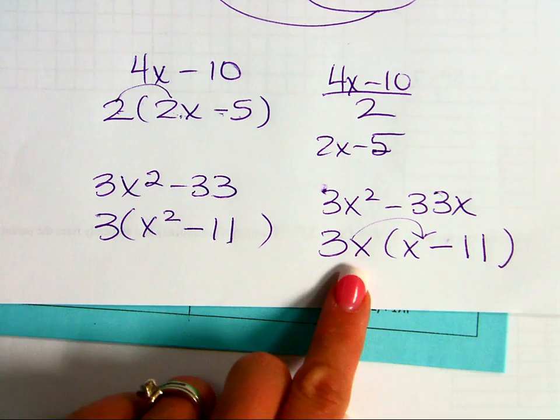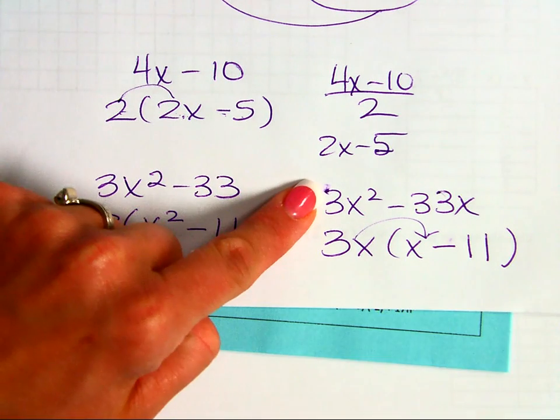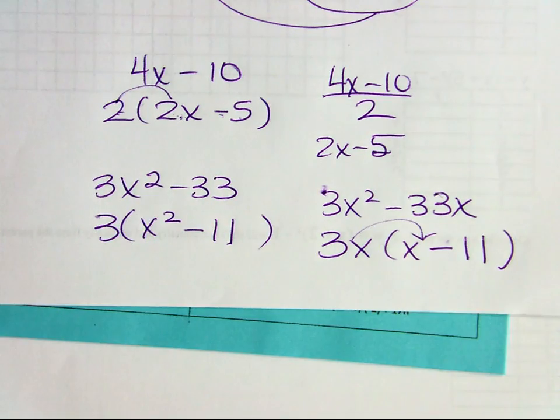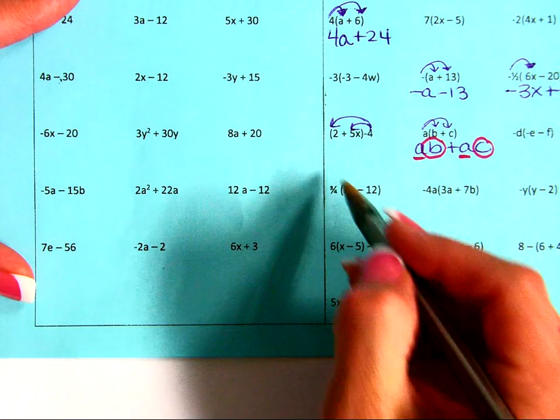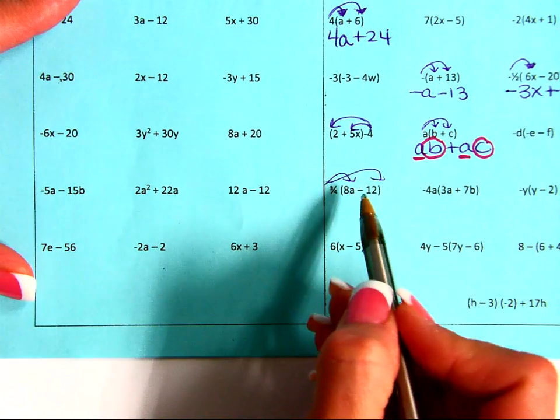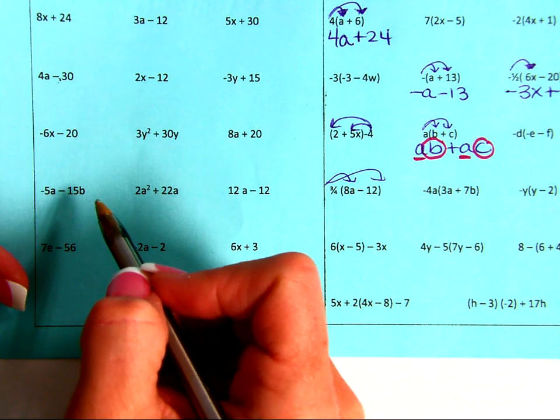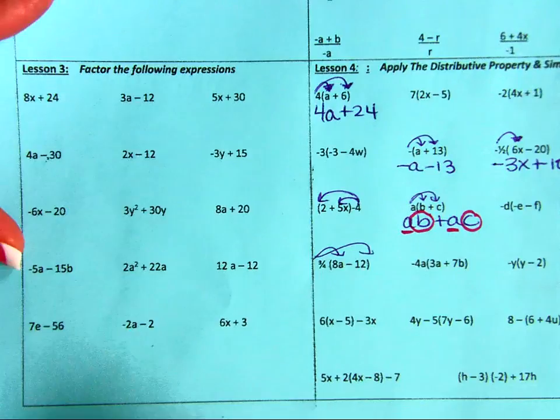Does everybody agree that 3x times (x minus 11) is that? Yes. Okay? So, taking a look at this, you have to be able to distribute this through and then go backwards and pull it out, which is called factoring.